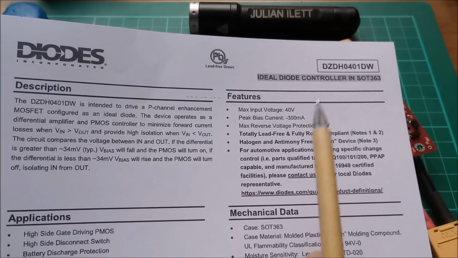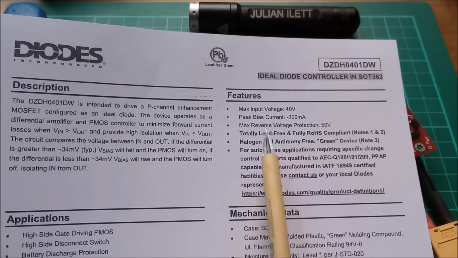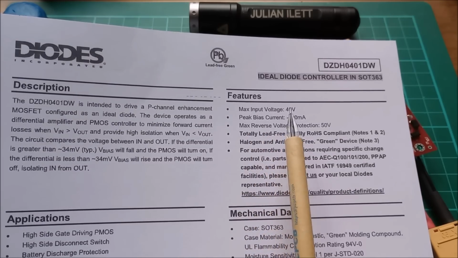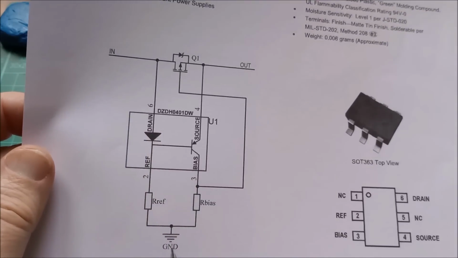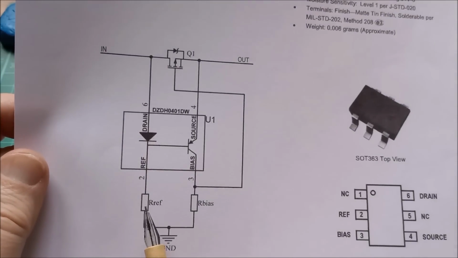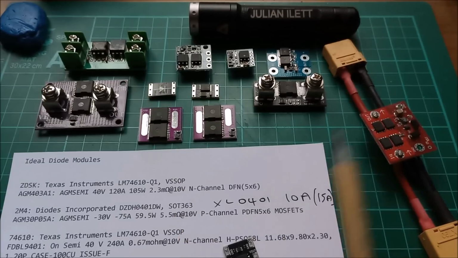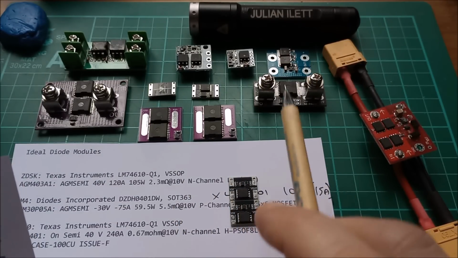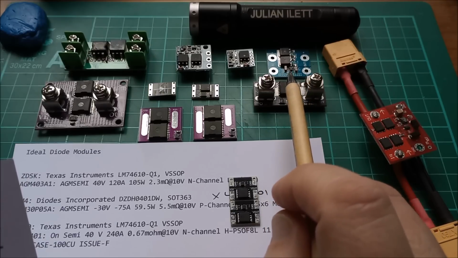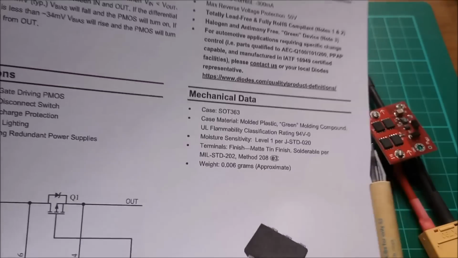So this is the datasheet for the DZDH0401, and you can see that it has a max input voltage of 40 volts. So that's between the input and ground. Now I've just noticed that these two components here are resistors, and they're very tiny, you can barely see them. I thought these two little components either side of the chip were capacitors. That's made me rethink what this controller is, so I'll have another look at that another time.